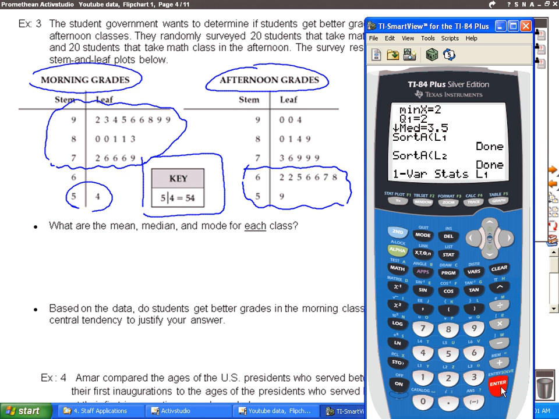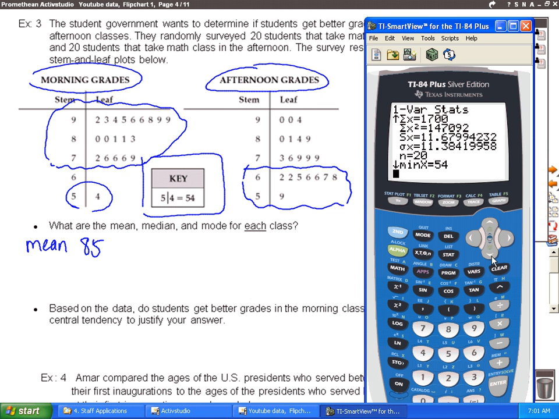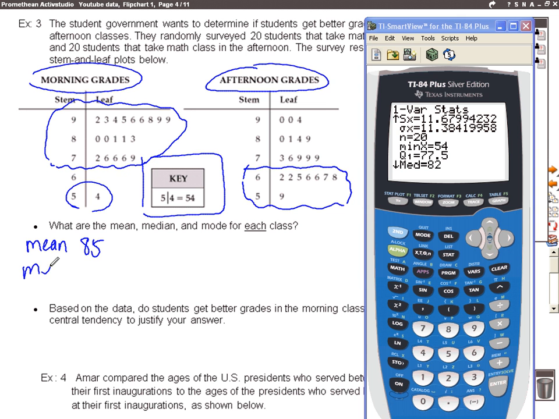So I press enter, and it will give me the mean and the median for the morning class. So the morning class had a mean of 85. Remember, x bar is the first thing that you see in the calculator data. Then I want to look for MED for median. Their median was 82. And remember, to get the mode, we have to go back to the data.